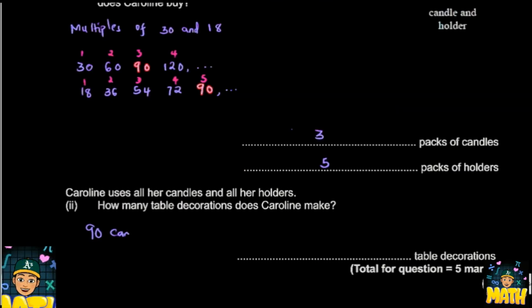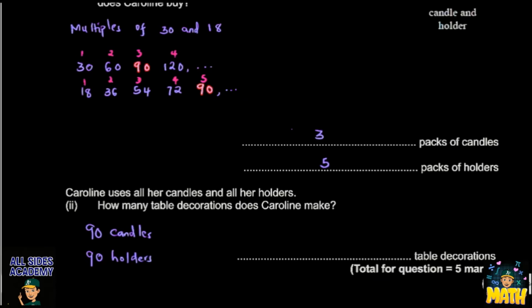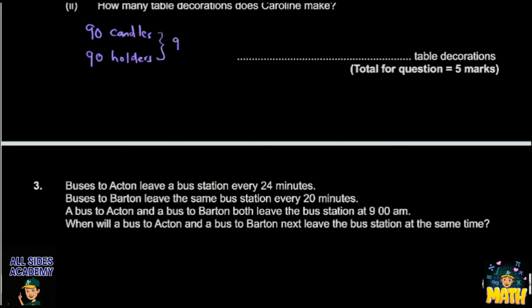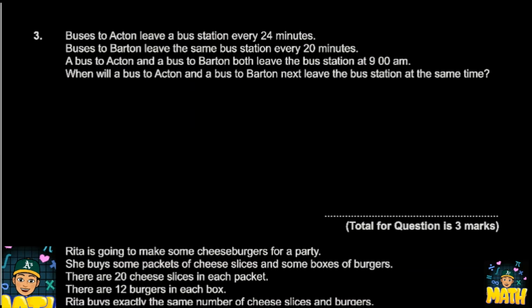In this second question, they are asking us how many decorations we need in this case. So of course we have to write down the number of candles that we have and the number of holders that we have, and then consider what makes the decorations. So in this case, we are told that each decoration is made from a candle and a holder. So we need 1 candle and 1 holder for each. So if we have those, then there'll be 90 decorations in that case.